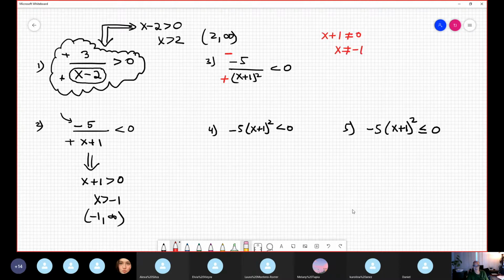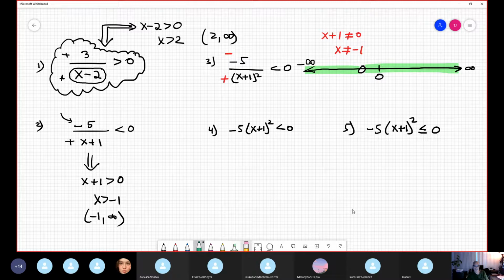How can you interpret this inequality? Well, we can interpret it like this. This is the whole real number line. This is 0 in the middle. And at -1, we have a hole. Therefore, my solution is this part and this part.